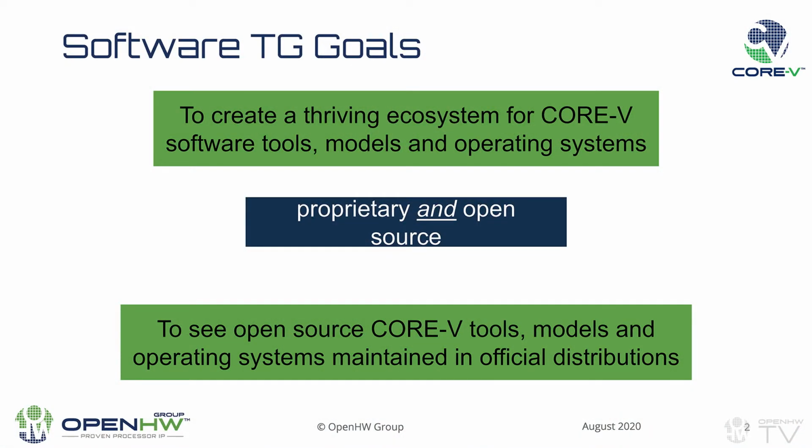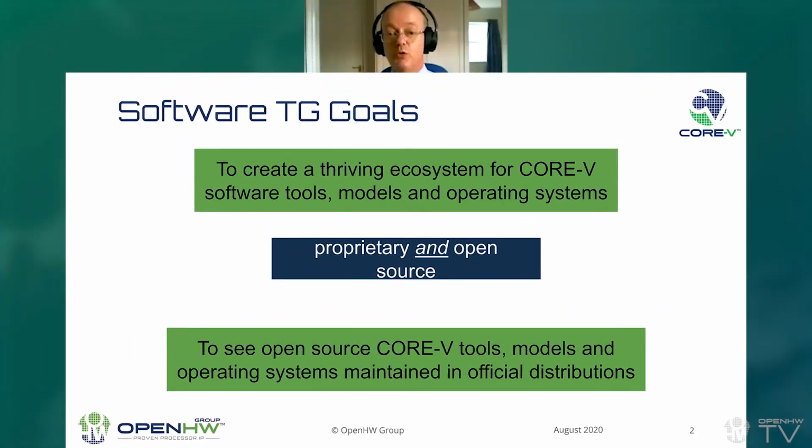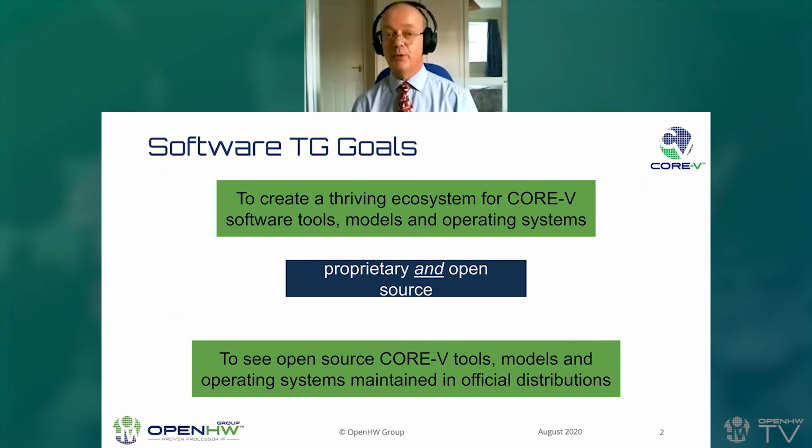Yes. So the objective with the software task group is summed up in our two goals. The first is this will only work if we have a viable commercial ecosystem for software to actually encourage companies to actually create software that is suitable for Core5. And we don't just mean open source, we mean proprietary and open source. Now, there's a supplementary goal for those tools that are open source. We don't want to keep them to ourselves. We want them to be part of the official distributions.